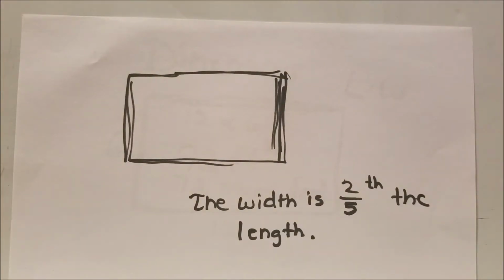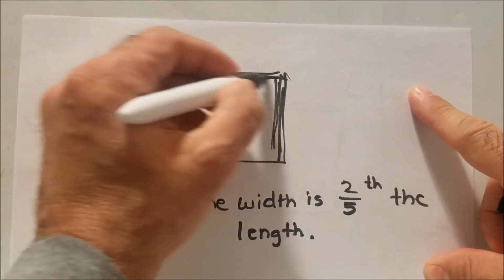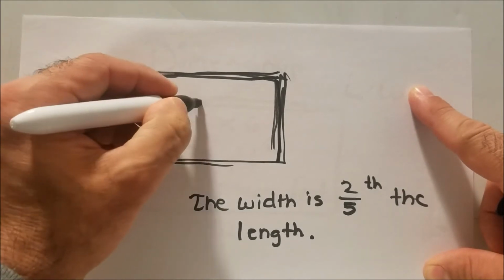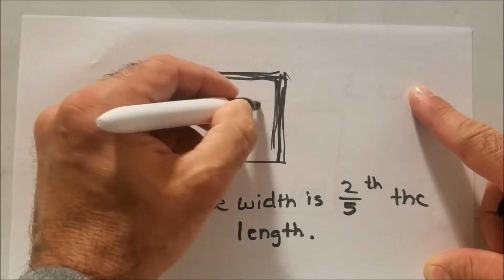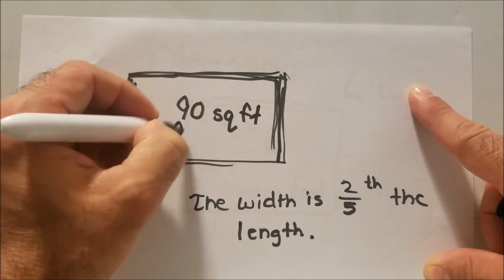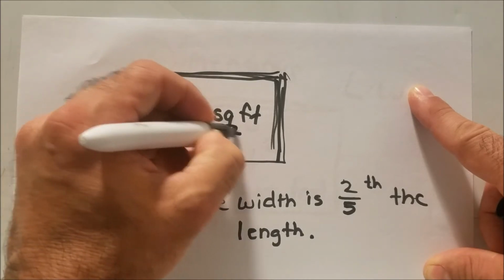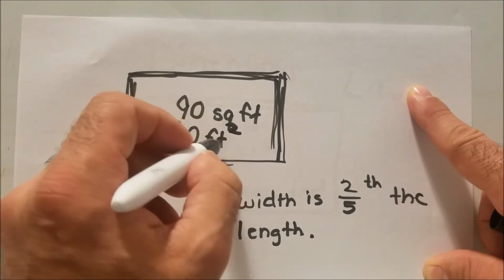Okay, so here we have a problem. Let's say we have a room, and let's say we know the area already. Let's say the area was 90 square feet. So SQ could be square feet, or we can say 90 feet. Do you remember? Put the little 2 on top, for 90 feet squared.